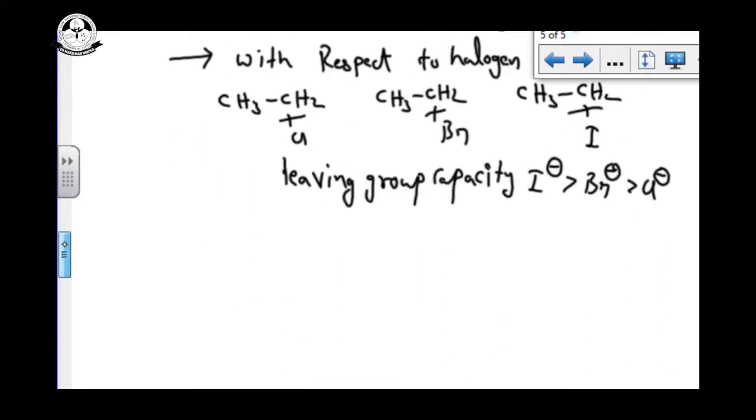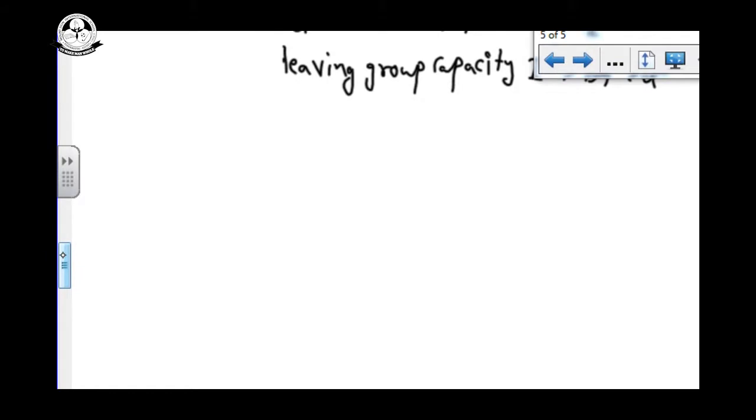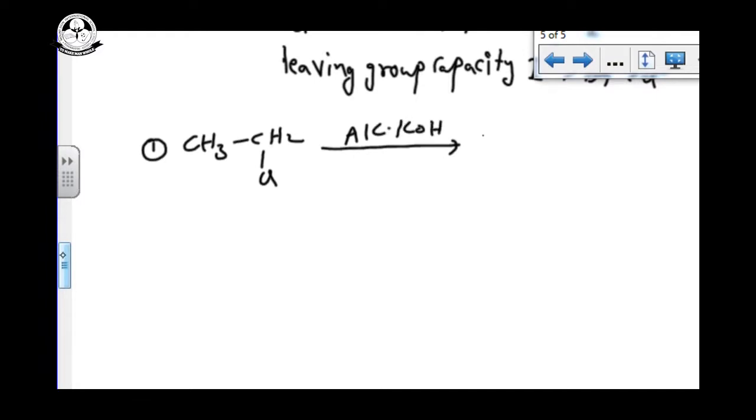As previously, we will now see 4 examples for this also. First one, CH3CH2Cl with alcoholic KOH becomes CH2=CH2 plus KCl plus H2O. This is okay.